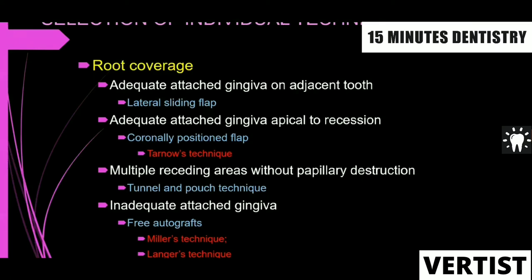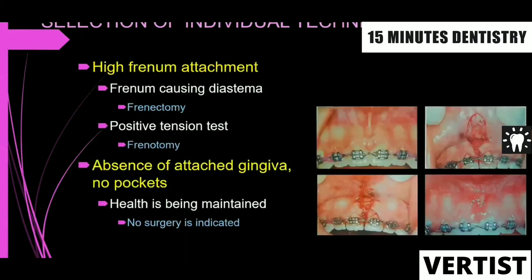You can go for a laterally displaced flap. Whenever there is adequate attached gingiva apical to the recession, you can go for the coronally displaced flap, the Tarnow technique. And whenever there is multiple recession without the papillary restriction, you can go for the tunnel and pouch technique. With inadequate attached gingiva, you can go for the free autografts by Miller's technique or the Langer technique. So these are the few individual techniques where you are going to go.